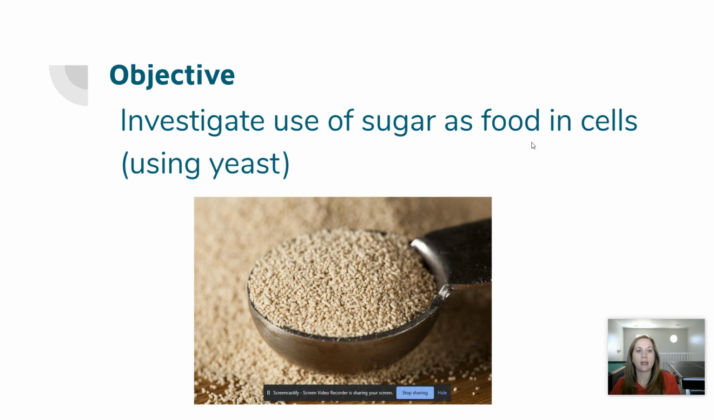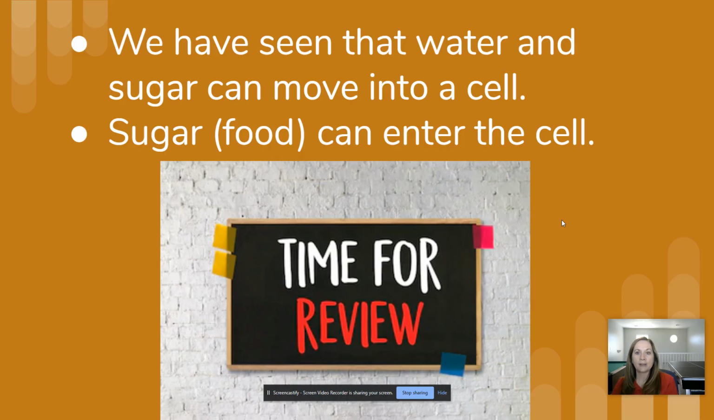Our objective today is to investigate the use of sugar as food in cells, and we're going to do this using yeast. So in the picture, you can see some yeast here. We have seen that water and sugar can move into a cell, and sugar, which is food, can enter the cell because the sugar cells are small enough that they can pass through the semi-permeable cell membrane.